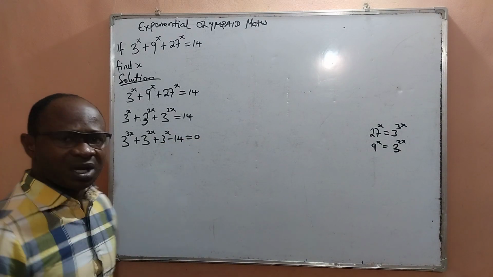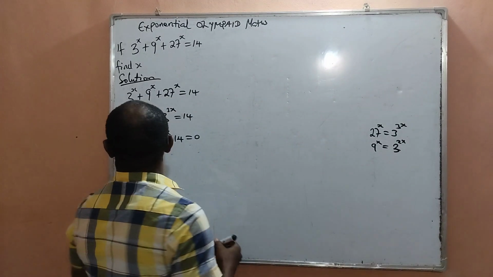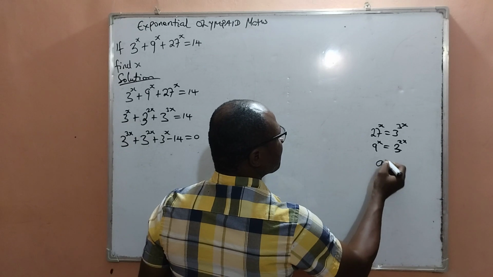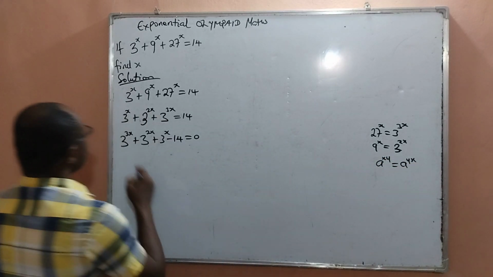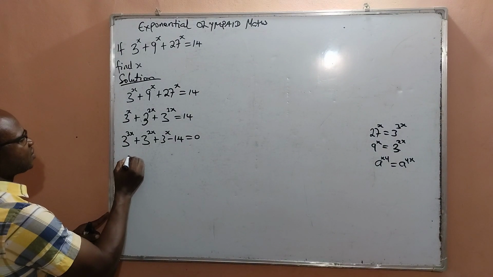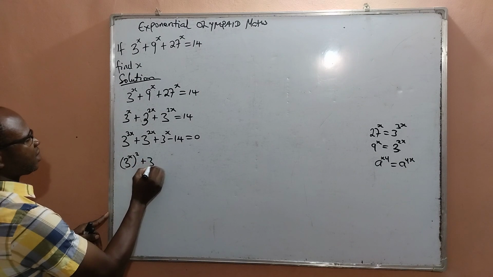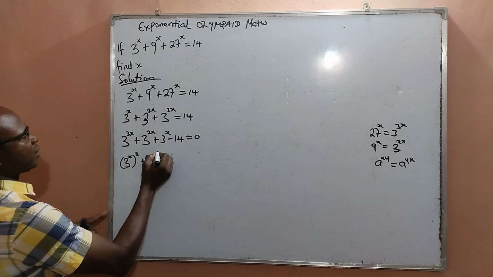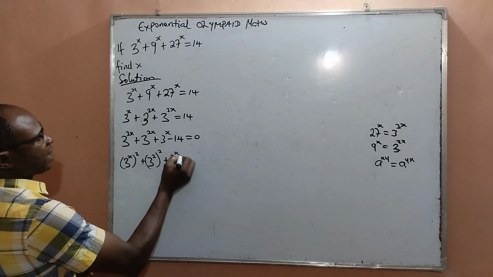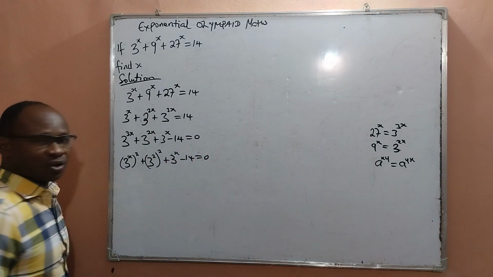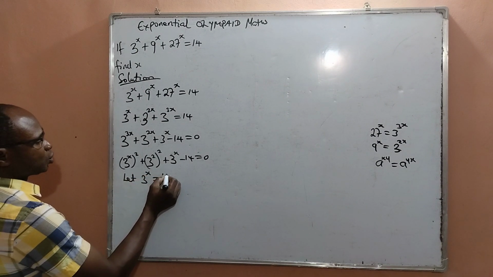This is very good. Now, by the exponential law of indices, a raised to the power xy is equal to a raised to the power yx. Meaning, I can write this as 3 raised to the power x all to the power of 3 plus 3 raised to the power x all to the power of 2, then plus 3 raised to the power x minus 14 equal to 0. So let 3 raised to the power x be equal to u.